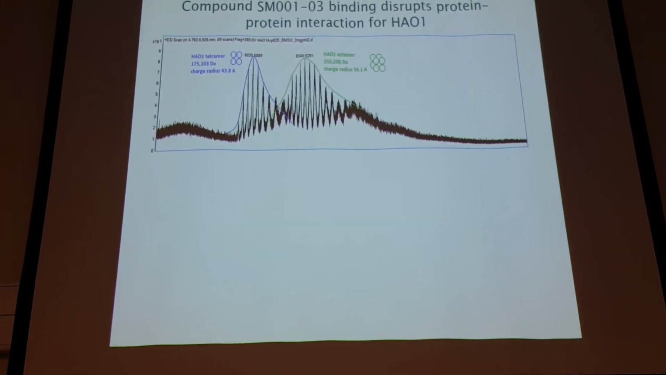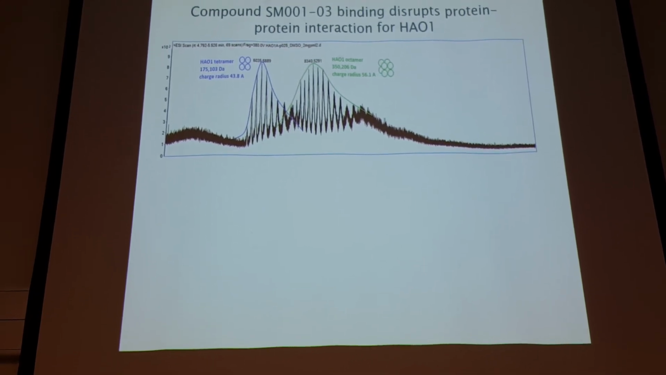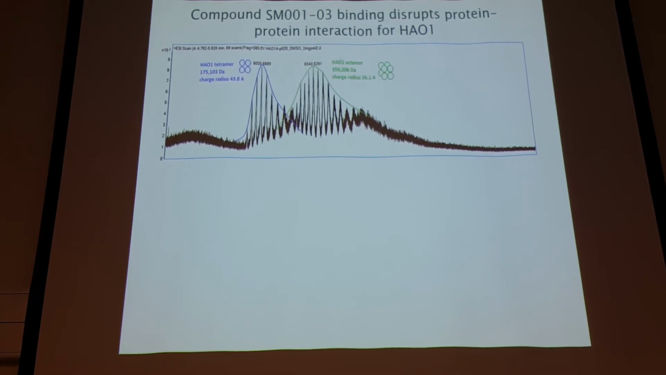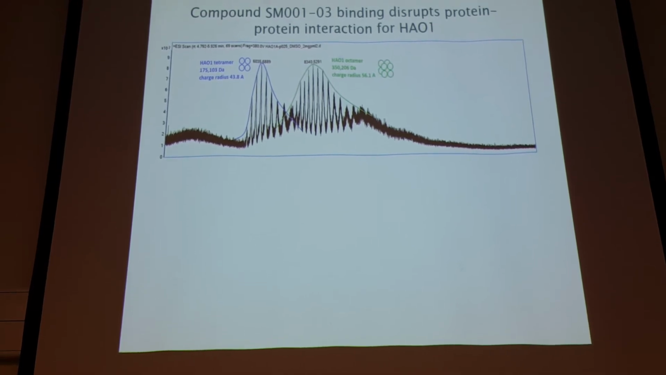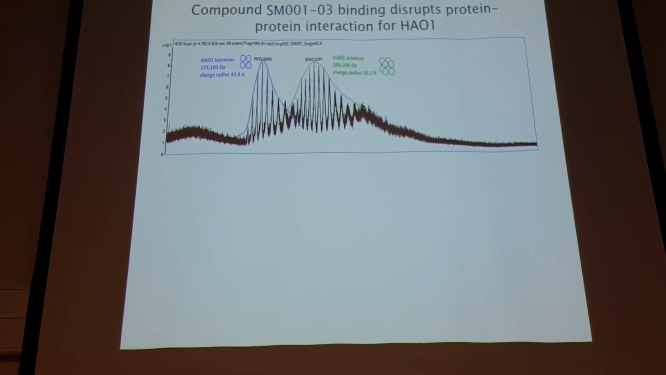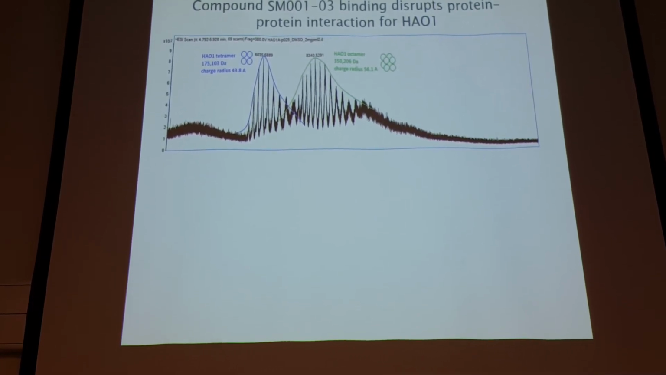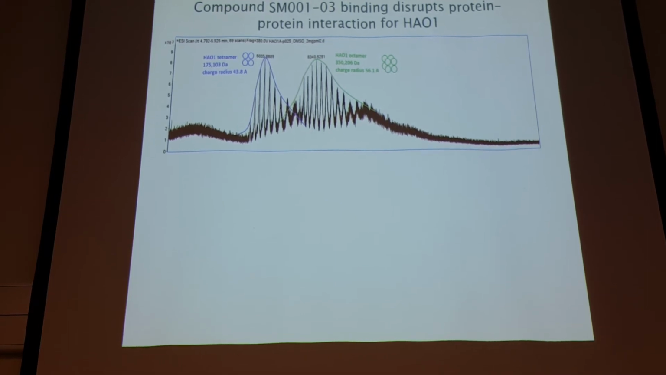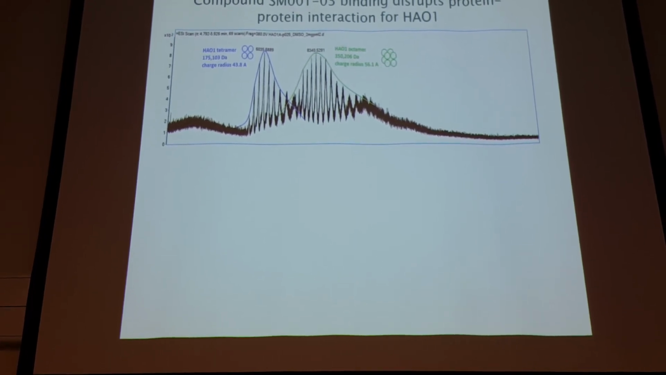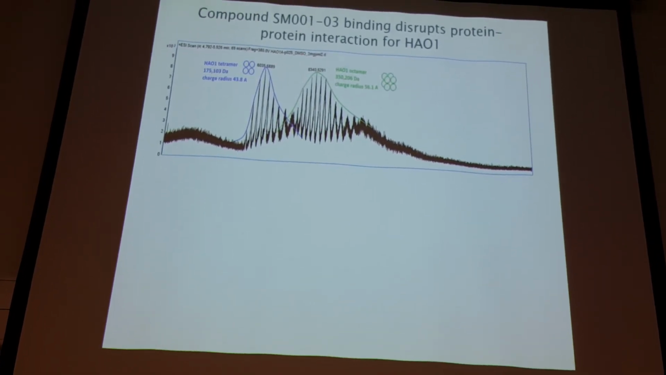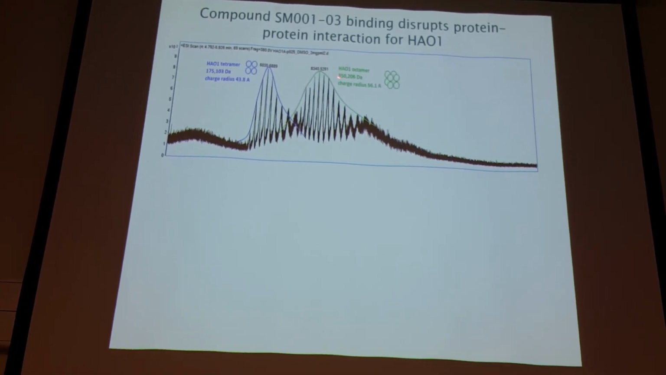This is an example of using native mass spec for looking at protein-protein interaction. So this protein HAO1, if Wyatt's group, Wyatt will take this tetramer. Everybody in Wyatt's group says tetramer because it's a crystal structure for a tetramer. Native mass spec is saying, yes, that's absolutely correct, but it's also an octamer at the same time. And the octamer has a mass of 350,000.